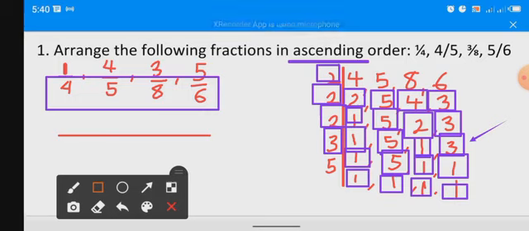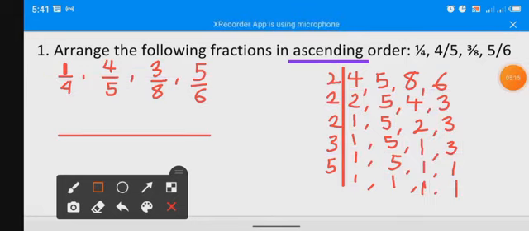Now what follows, we want to find out how many 4s. We begin with the first fraction, which is 1 over 4. The denominator there is 4. Let's remove all these boxes. Now we'll check how many 4s you will find here.